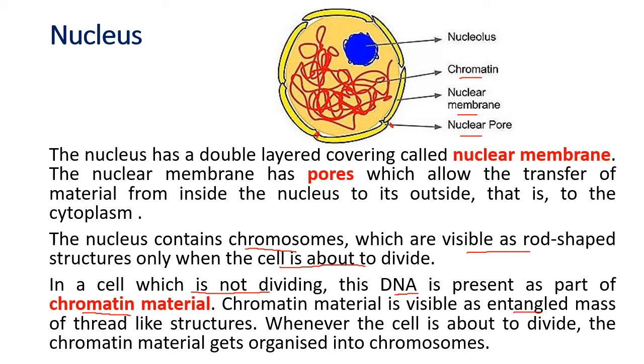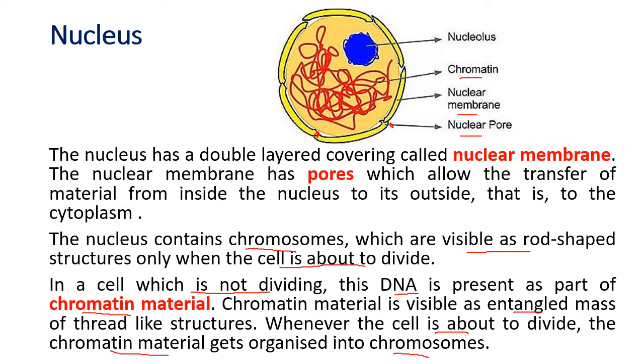During the time of cell division, this long thread breaks up into different segments based on the genes inside. At that time we call it chromosomes. So in the general stage, the DNA is called chromatin. You can see this long thread-like structure, and when the cell is about to divide, this structure turns into small rod-shaped structures called chromosomes. So it is written here in the last line, when the cell is about to divide, the chromatin material gets organized into chromosomes. Why this happens will also be seen in the future lectures.